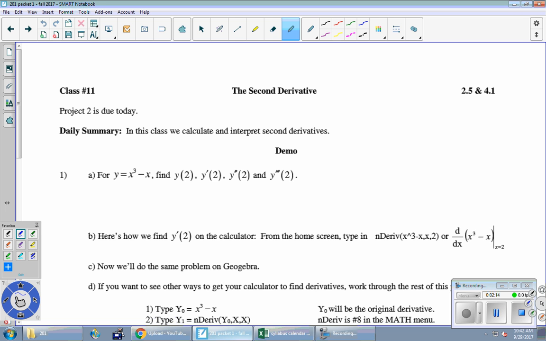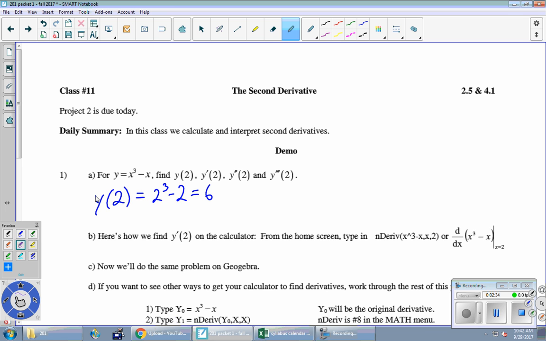Okay, so y of 2 is a sort of uncommon way to write this, but I'll write it like function notation, like f of 2. Let's go ahead and calculate. So here we just plug in. We go 2 cubed minus 2, and that is 6. So y of 2 is 6.